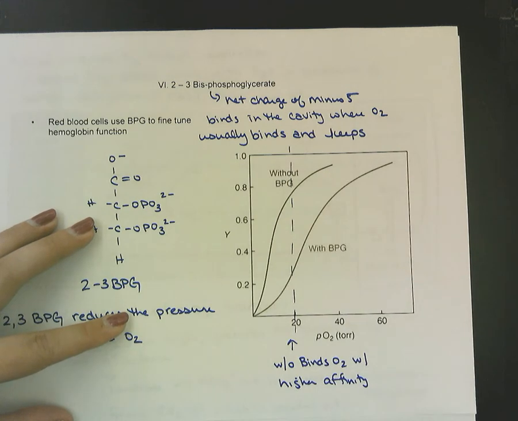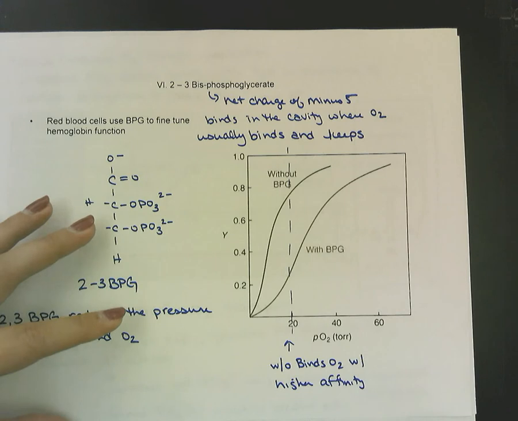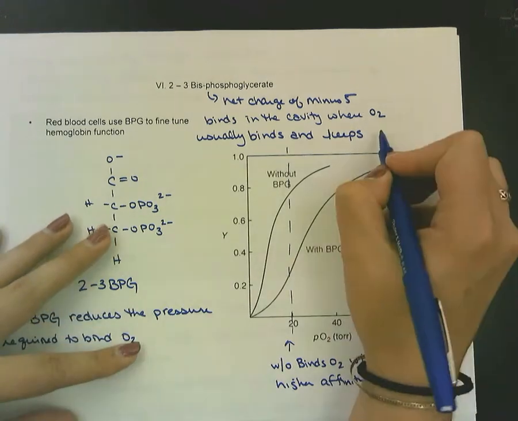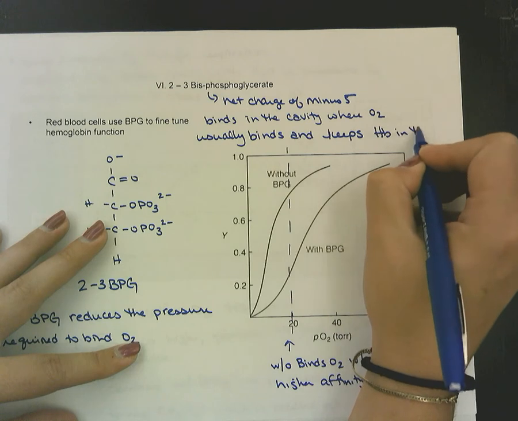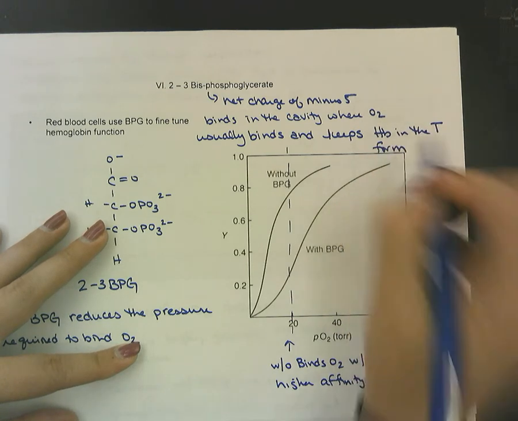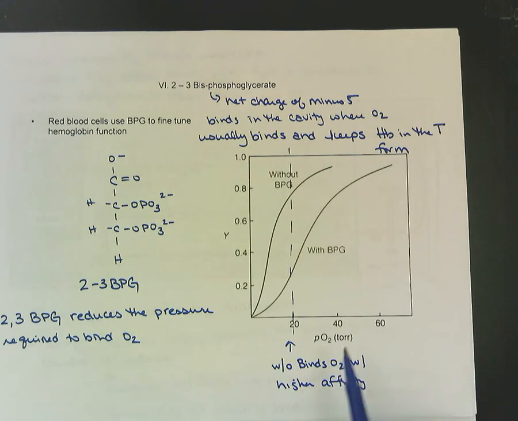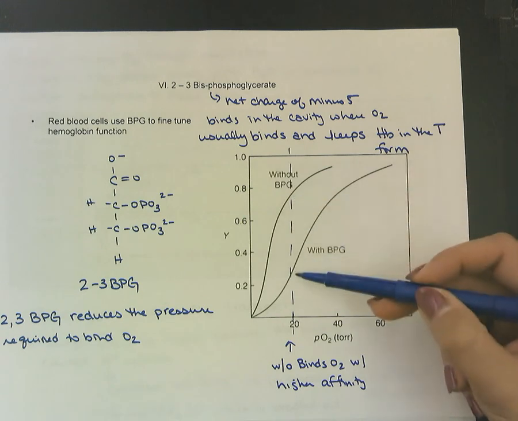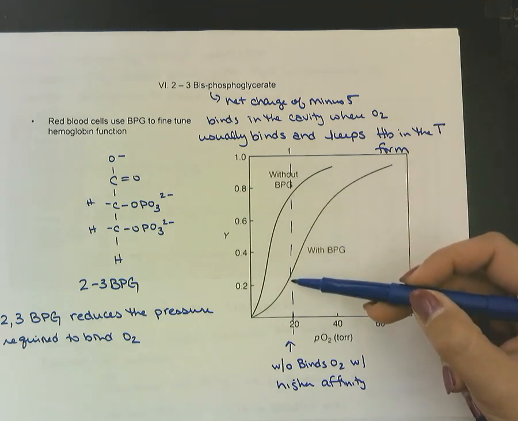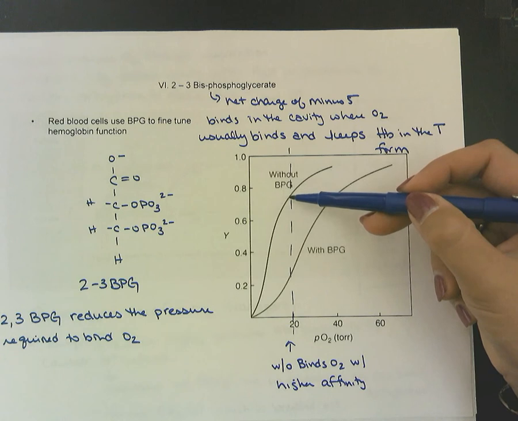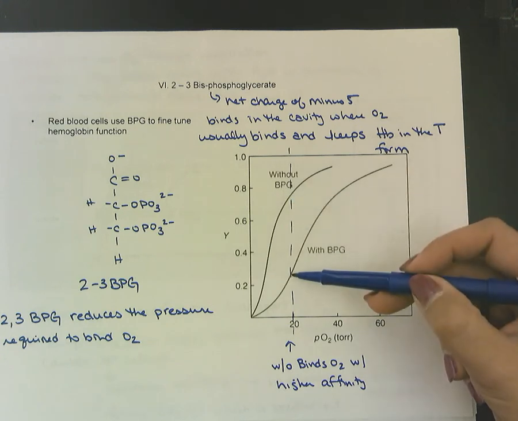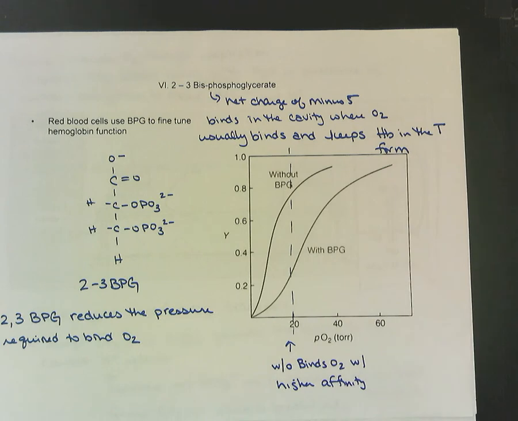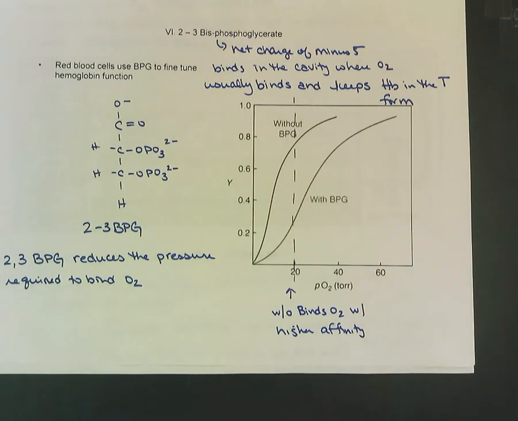2,3-BPG binds in the cavity where oxygen typically binds and keeps hemoglobin in the T form. Which is what we're seeing on this graph, right? At 20, we're pretty high up, which would typically be the R form, but with 2,3-BPG, I can stay in the T form at higher pressures than I would typically. Because up here, we're past half, so you're probably more R than you are down here. So it keeps hemoglobin in the T form. Why would you want hemoglobin to stay in the T form longer? Excellent question.